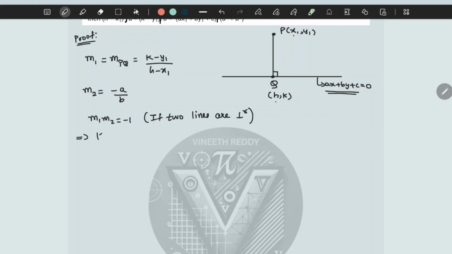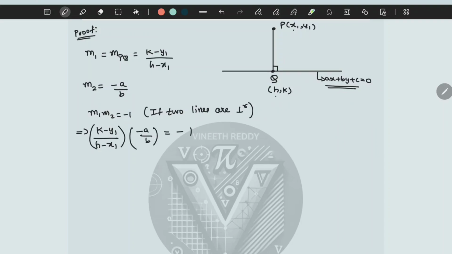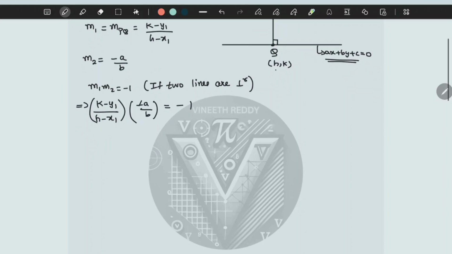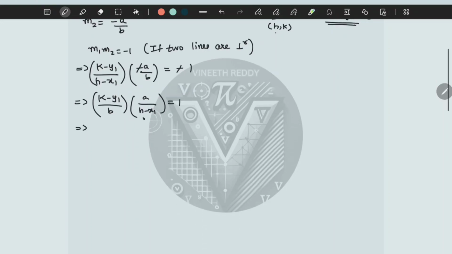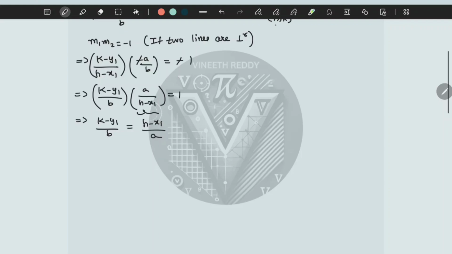Based on this, we can write (k - y1)/(h - x1), that is m1, and m2 is -a/b. So this should be equal to -1. We can cancel the minus signs on both sides. Now let me write (k - y1)/b and a/(h - x1) separately. Let us send this part to the right hand side. So we get (k - y1)/b = (h - x1)/a. Now when two ratios are equal, we can equate them to a constant, let us say lambda.